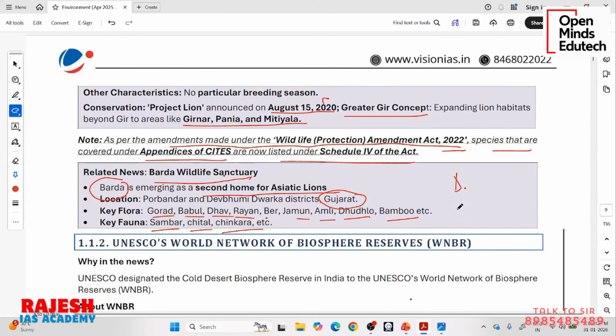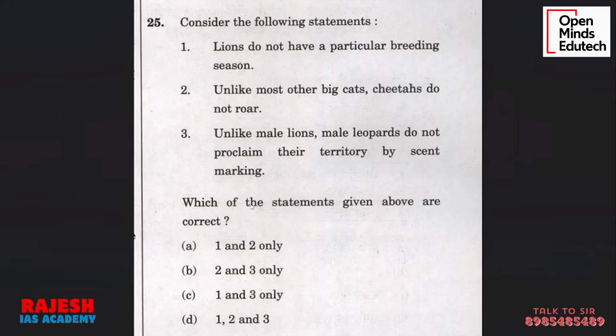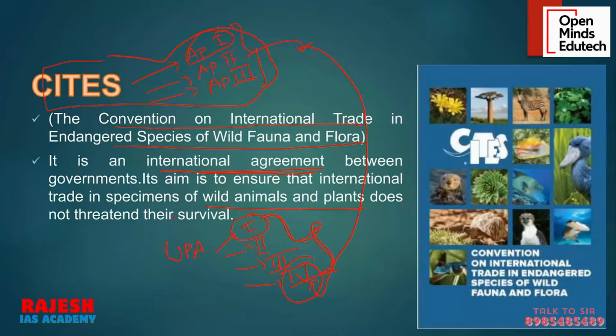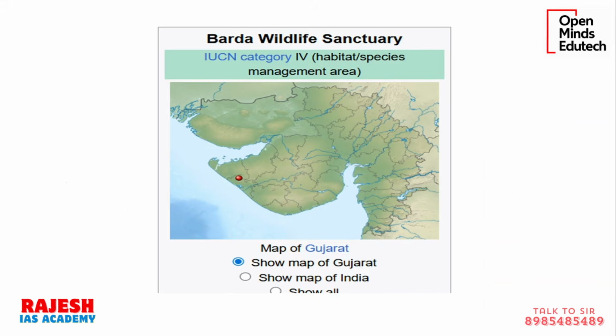The important animals in the same Barda Wildlife Sanctuary where lions live: there are 2 deer. Sambar is a deer, Cheetal is a deer. This Chinkara is called an antelope. It is not a deer. If you want to know, Google the difference between deer and antelope. You can see here, this is the Barda Wildlife Sanctuary in Gujarat.